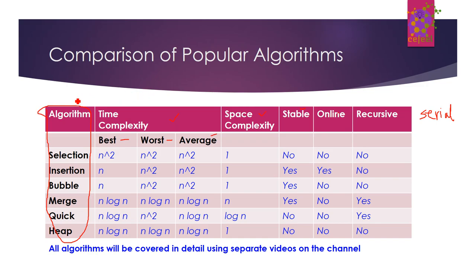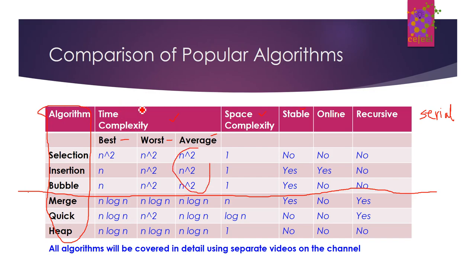So let's see what these algorithms fall under. Notice the first part of the table, which is selection, insertion, and bubble. Now these are simple algorithms, but the complexity falls in a range of n square. When I say n square, which means average or worst case.